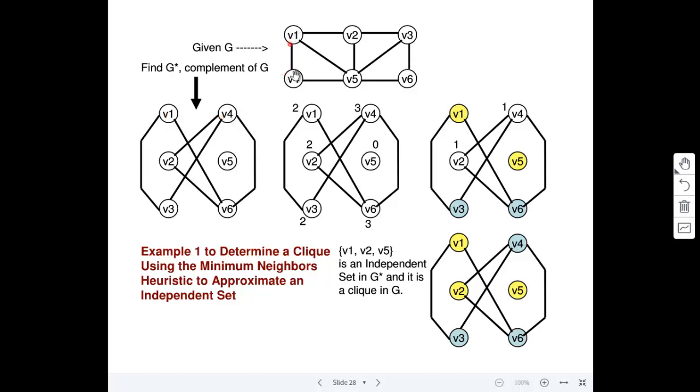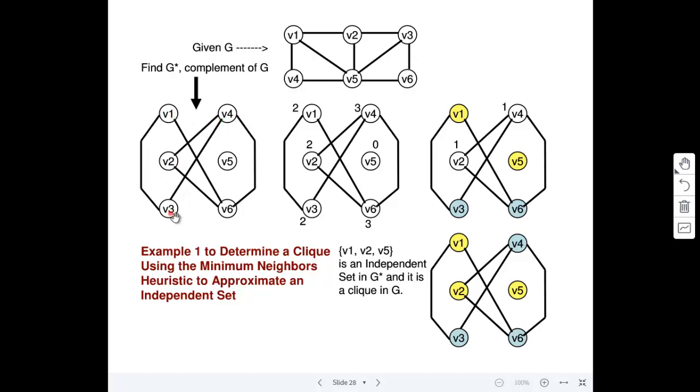So between V1, V4 we have an edge in the given graph, so they don't have an edge in the complement graph. V1, V3 don't have an edge in the given graph, so V1, V3 have an edge in the complement graph. So that's how we build a complement graph. So for any two vertices, check if there's an edge between them in the given graph. If they have an edge, they don't have an edge in the complement graph. If they don't have an edge in the given graph, then they have an edge in the complement graph.